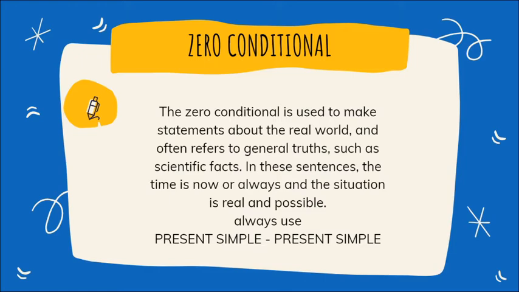The zero conditional is used to make statements about the real world and often refers to general truths, such as scientific facts. In this sentence, the time is now or always and the situation is real and possible. That means that we are 100% sure that this is true and this is real. All the time we need to use present simple at the beginning and at the end, present simple.